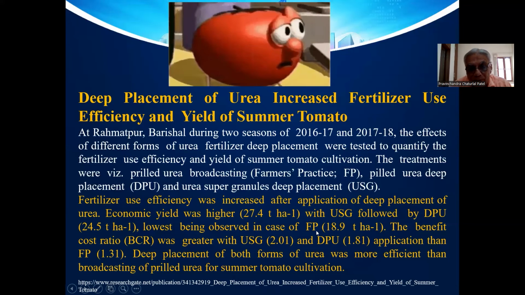So you can see here farmer practices gave only 18.9 ton per hectare tomato yield, whereas urea supergranule gave 27.4 ton, and here deep placement urea 24.5. So here you can see a 9 ton increase, here a 6 ton increase. The lowest was observed in the case of farmer practices. The benefit cost ratio, BCR, was greater with urea supergranule, 2.01, and deep placement urea, 1.81, than farmer practices, 1.31.